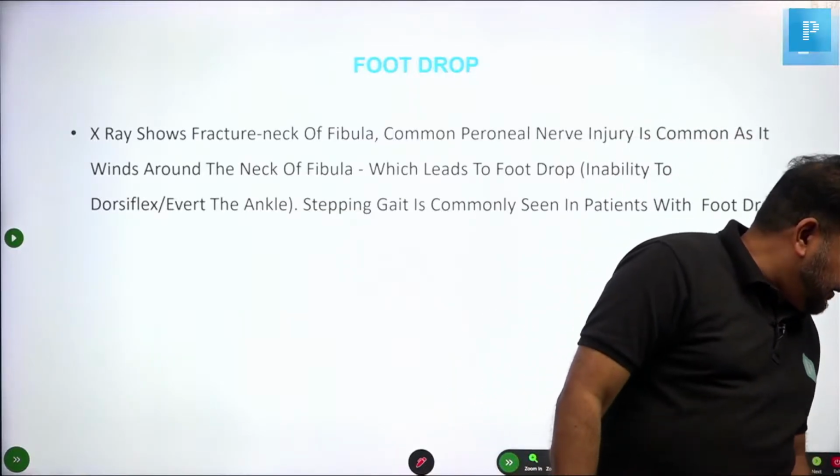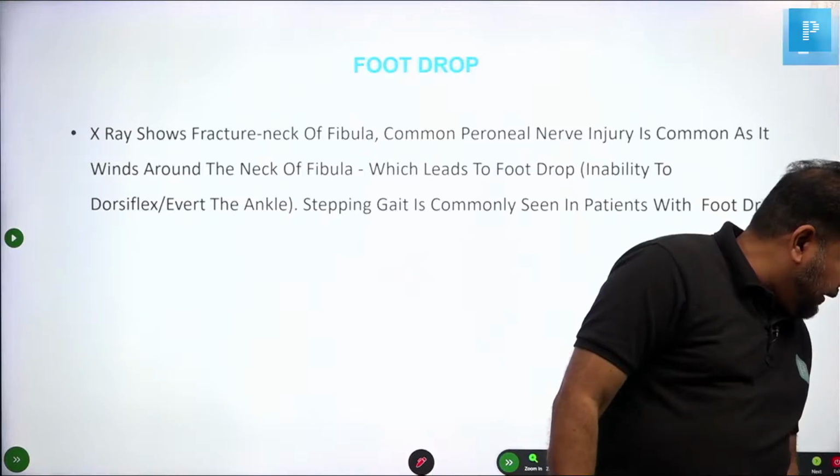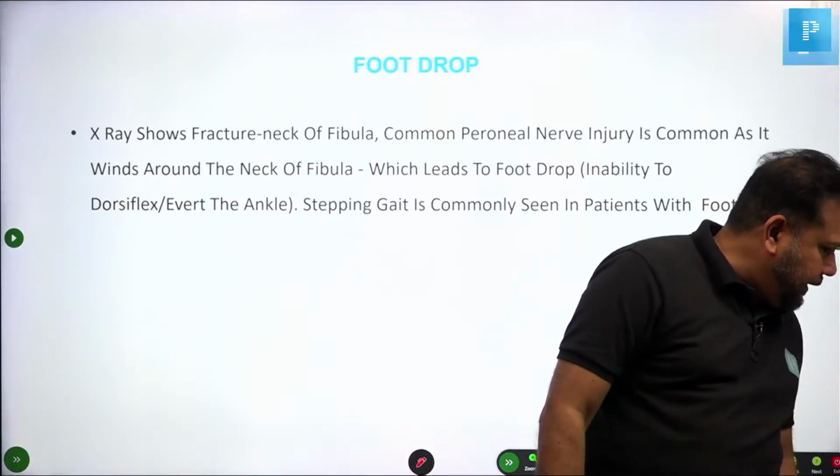Yes, foot drop splint. Yeah, Dr. Ankita is asking a political question.